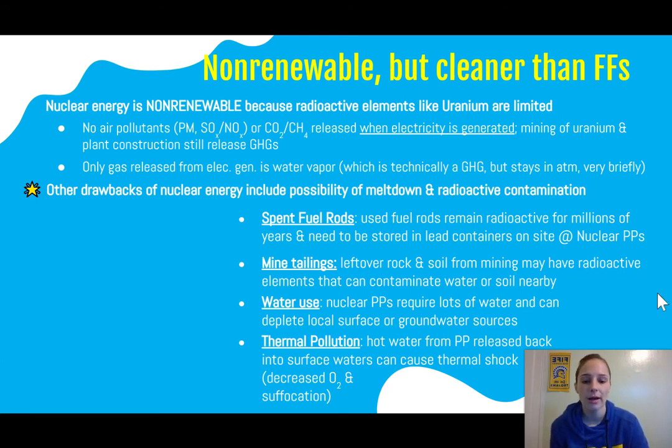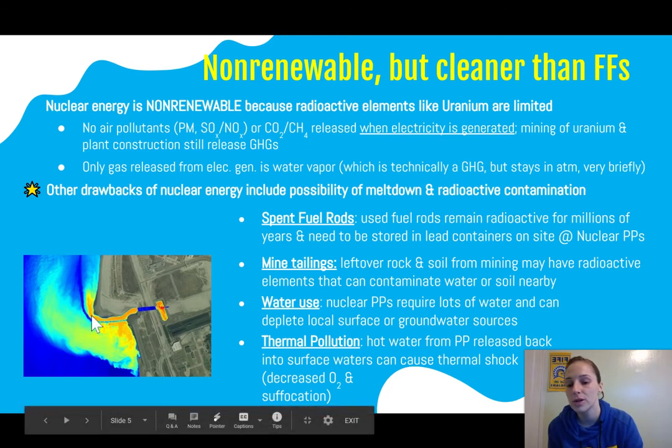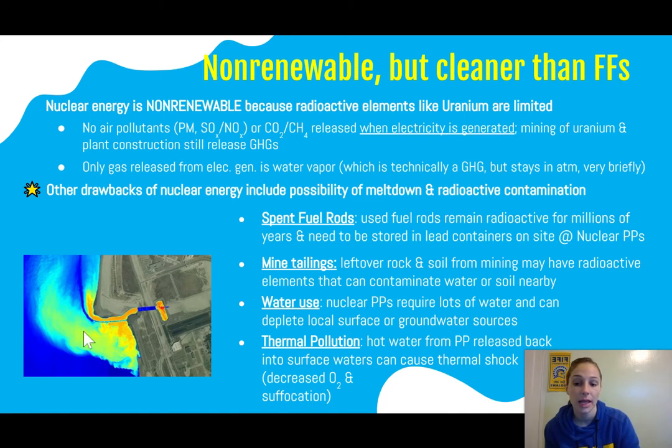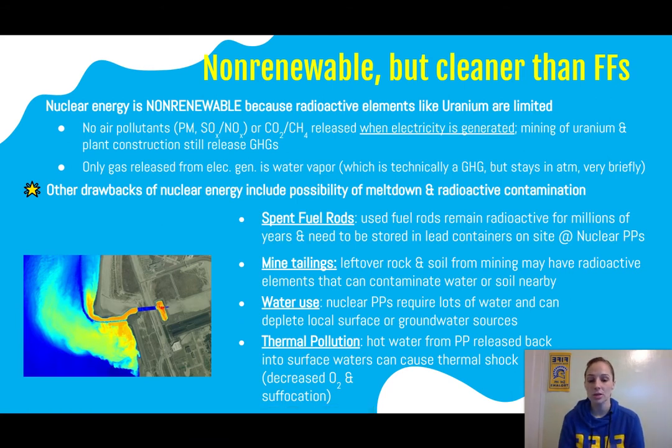And then we also have thermal pollution. The water in the power plant, there is hot water that is released back into surface waters, and that can cause thermal shock. So if you look at this thermal imaging of a power plant and the water that is released, it's way hotter than the water around it. So when this is released into surface waters, this can lead to decreased oxygen and suffocation and changes in the temperature range for the organisms that are living there in that surface water.